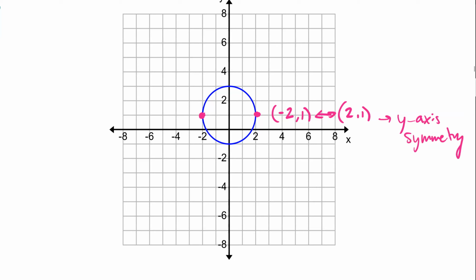Let's test for x-axis symmetry. So I have 0, 3, and I have 0, -1. Oh, keeping x the same, y is not just changing its sign. It doesn't have any other symmetry. It's just y-axis.